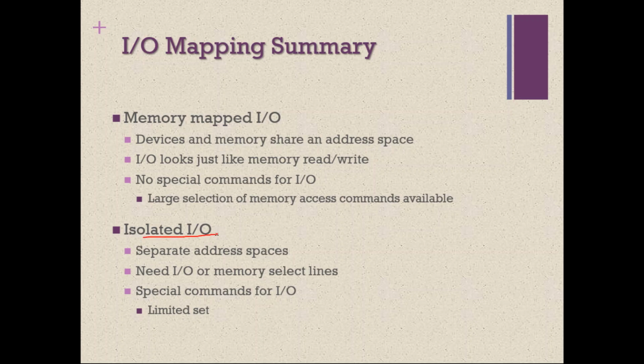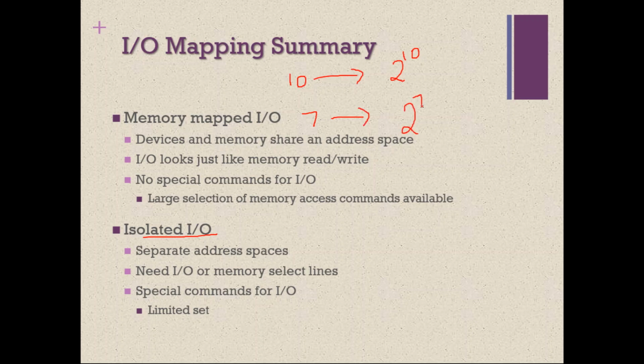Isolated IO means you'll have two different address buses. There will be a dedicated bus to address IO devices. See, you have a separate bus. There will be a separate 10 lines to address memory, using which you can address 2 to the power 10 locations. Similarly, there may be a separate 7 lines to address IO devices, using which you can address 2 to the power 7 IO devices.